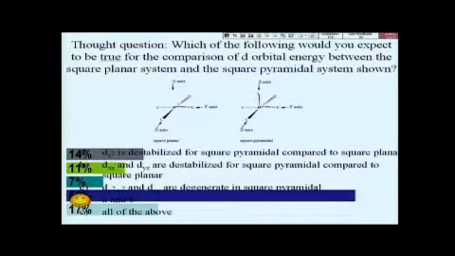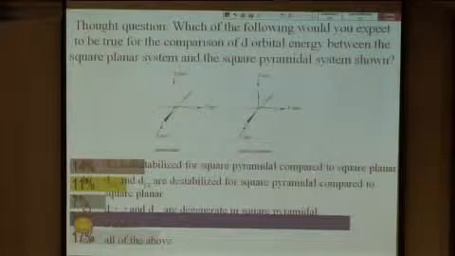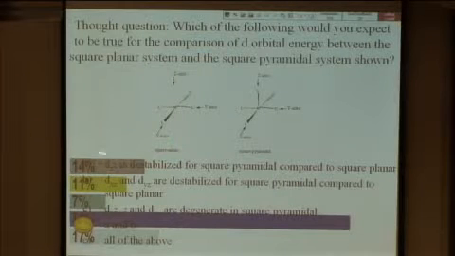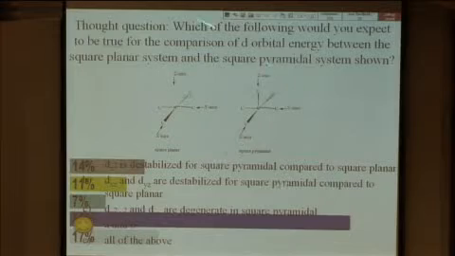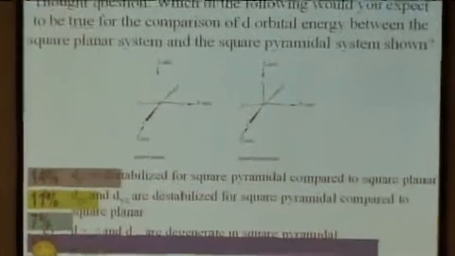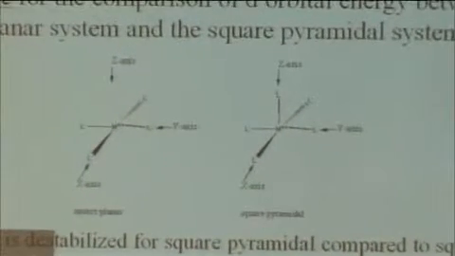All right, that was good. People did well on that question. So if we consider that the top two are correct, and we consider the dz squared, now we put a ligand along z, so that is going to cause that to be more destabilized for this geometry rather than square planar, which doesn't have anything in the z direction.